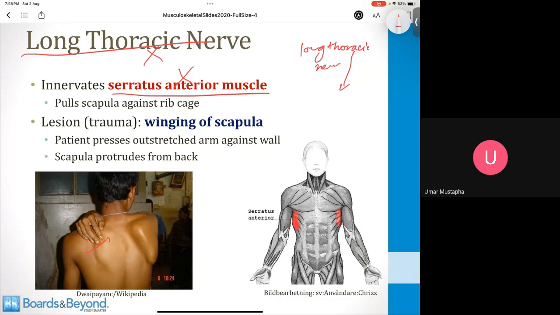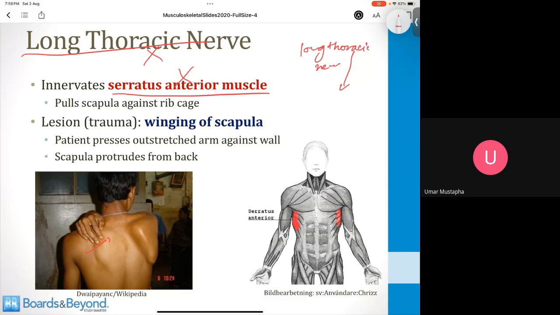So if you tell this individual to please place his hand on the wall and push it, when he's pushing, the scapula is going to move away from the rib cage, which is known as winging of scapula. One of your UWorld MCQs: we have an individual, we tell him to stretch his arm and push the wall. As he was pushing the wall, the scapula was moving behind the rib cage. We are having winging of scapula.